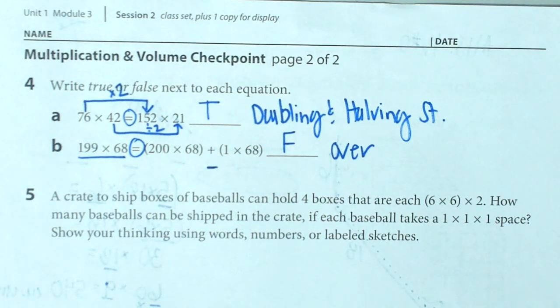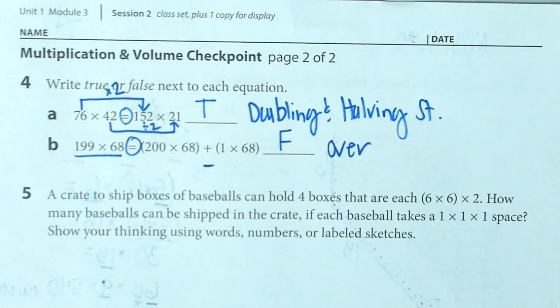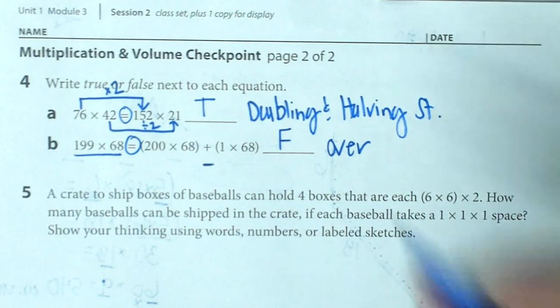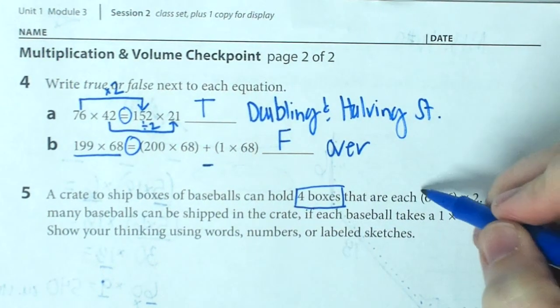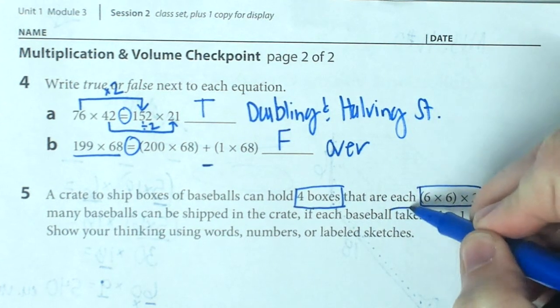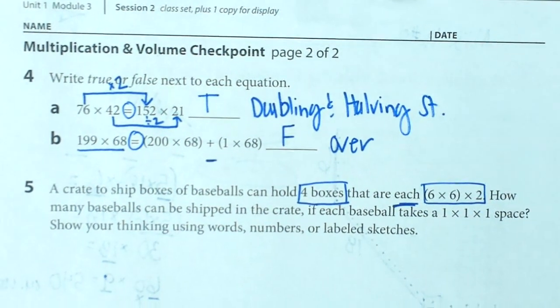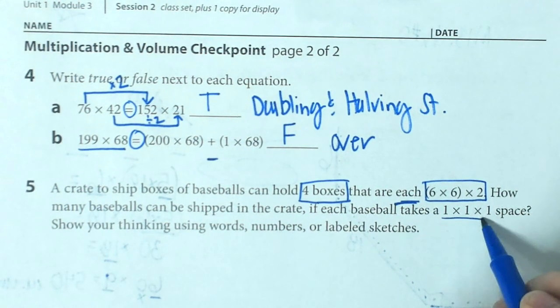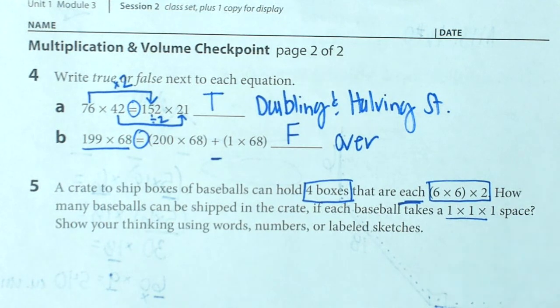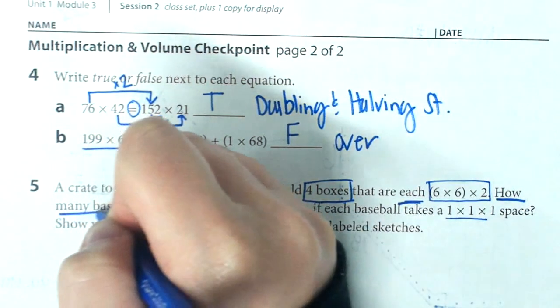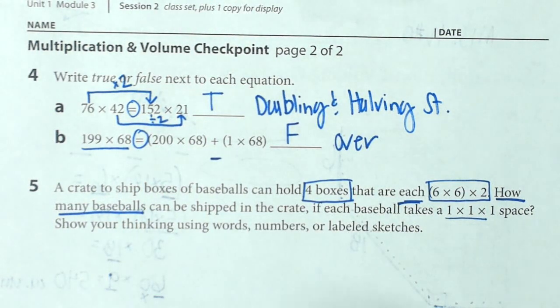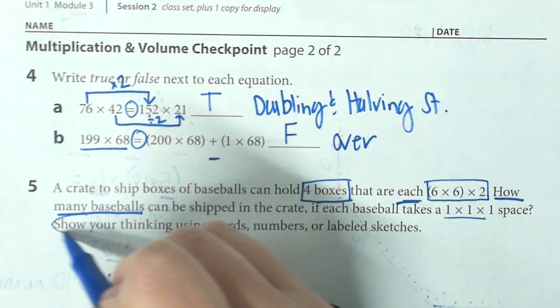All right, number 5. A crate to ship boxes of baseballs can hold 4 boxes that are each 6 by 6 by 2 each. So each box, that's the dimension. How many baseballs can be shipped in the crate if each baseball takes a 1 by 1 space? So that's if each baseball fits in a cube. So they're asking the question, how many baseballs? They're giving us an action. Show your thinking.